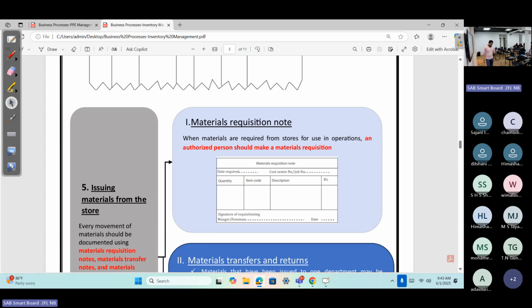Okay. What are the four items? What are the four subsections in the story? We discuss. What are the four subtopics in the story?